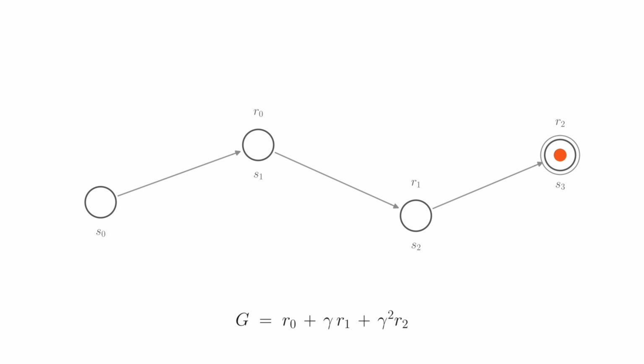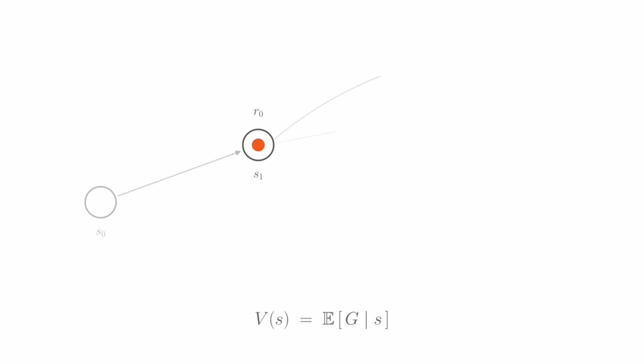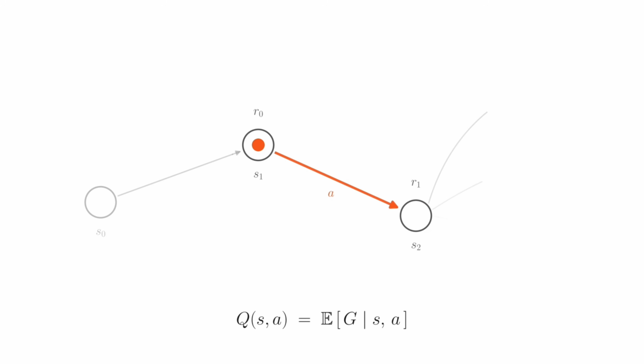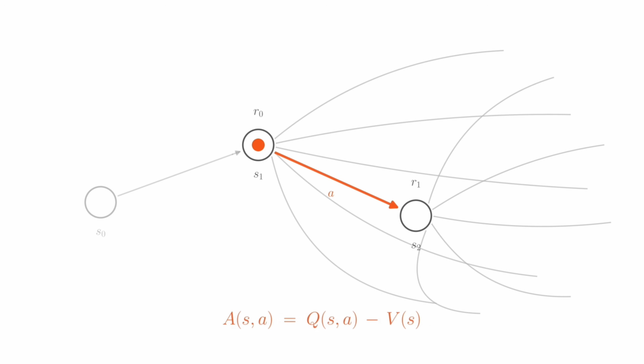Then if we just think about all possible trajectories that can go from some state, average them or compute the expected value of the return from them, we will get our value function. If we do the same with one pre-selected action first, we will get Q function. And finally, if you look at the difference between these two values, Q minus V, we'll get advantage. Advantage shows how much the current action is better than the average action in terms of expected return that we will get from the current state.